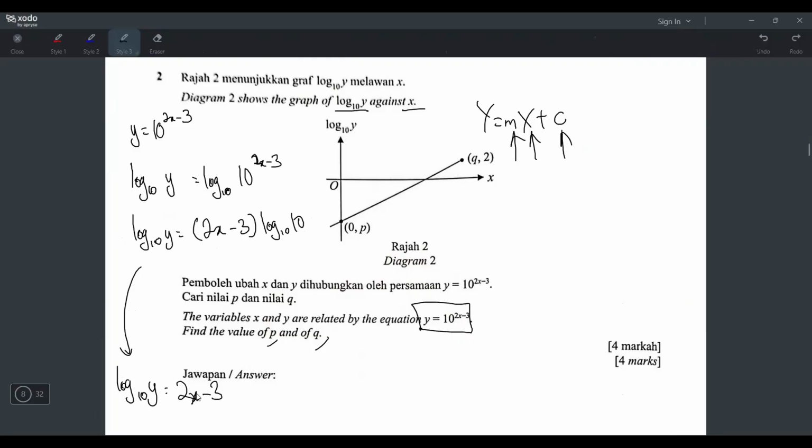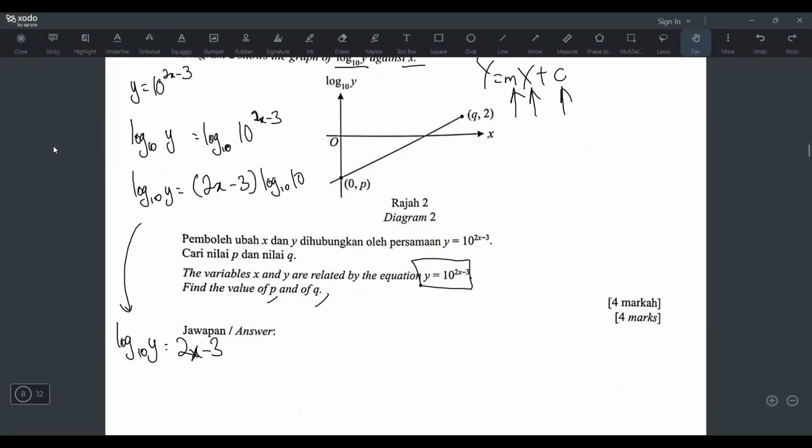And as you can see, this is already linear form. Why? Because it's already in the form Y equals mX plus c. You can double check with the y-axis and x-axis. The y-axis is log y from the equation, and it already matches the y-axis on the graph. What about the mX plus c? The x-axis here will be x, and you can see it's already matched with the x-axis here. So the 2 and -3 are automatically the m and c.